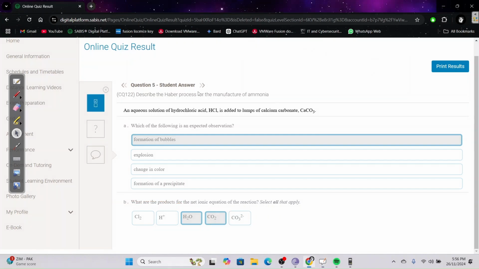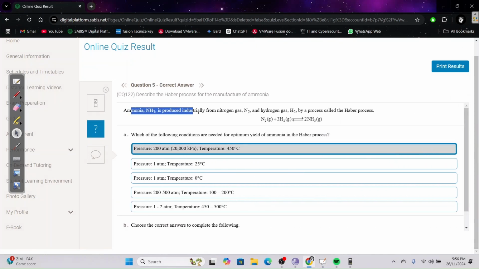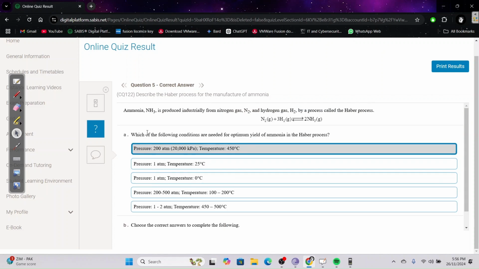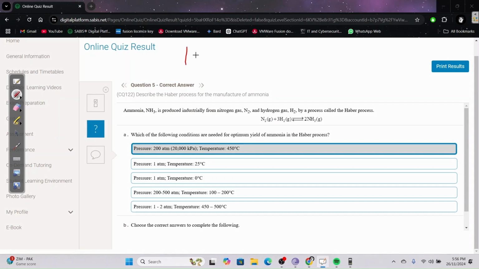So, question 5. Ammonia is produced industrially from nitrogen gas and hydrogen gas by a process called the Haber process. This is the equation of the Haber process. Which of the following conditions are needed for the optimum yield? Do you memorize this? It's been asked so many times. So the pressure is 200 atmospheres or 20,000 kilopascals. If you remember, one atmosphere is equal to, I believe, 100 kilopascals.